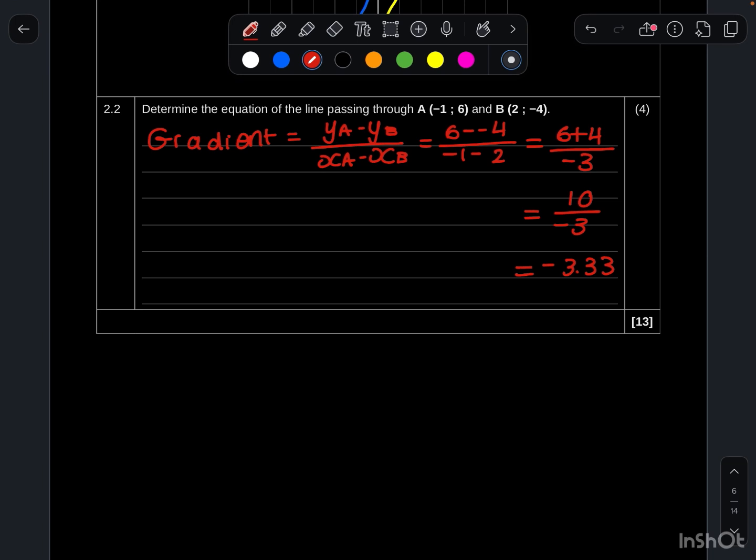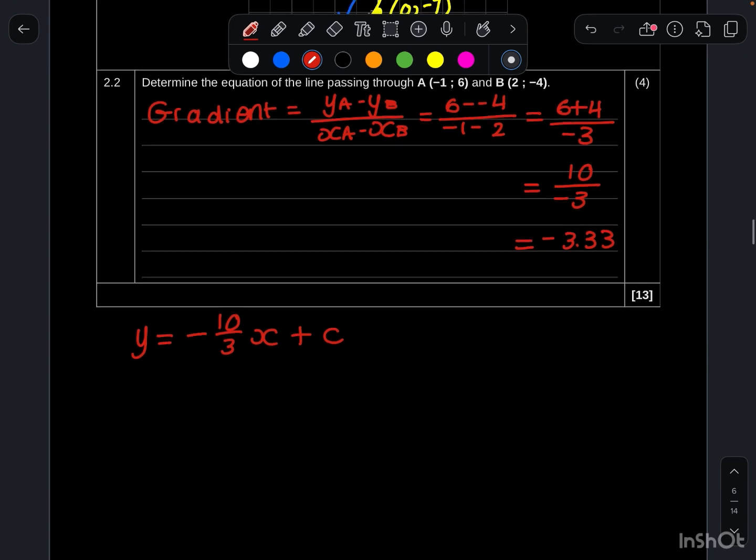Once we have a gradient, we can write it like this. So y is equal to, we could also just leave it in fraction form, minus 10 over 3 x plus c. And we're going to sub in one of the points. It doesn't matter which point. Let's sub in point A. So the y value is 6, minus 10 over 3 times minus 1, plus c.